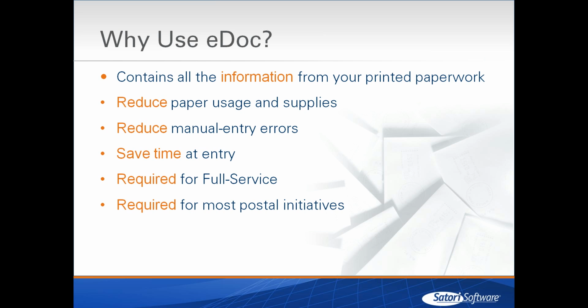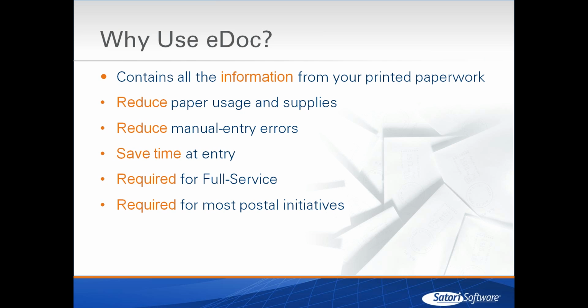So if someone accidentally transposes a number or mistakes your permit for somebody else's, then all that information could get entered in incorrectly into Postal One. So by doing electronic documentation, it's going to take that out of the equation. Also, because that person isn't going to have to key in everything manually, it's going to save time when you're entering your mail at the post office.